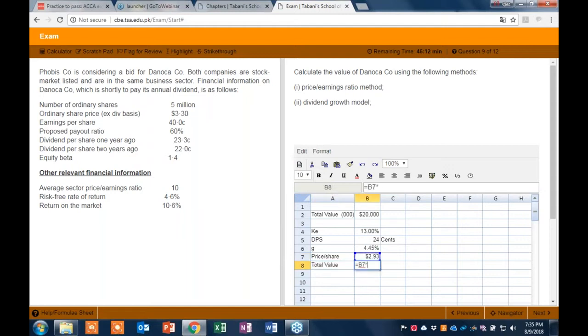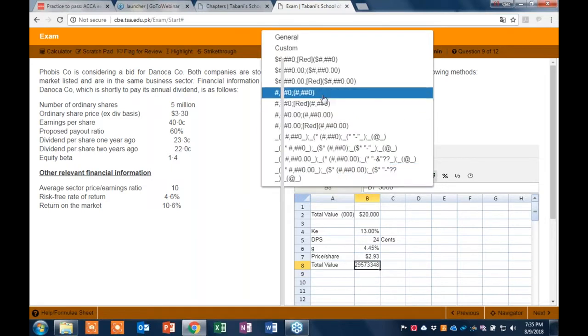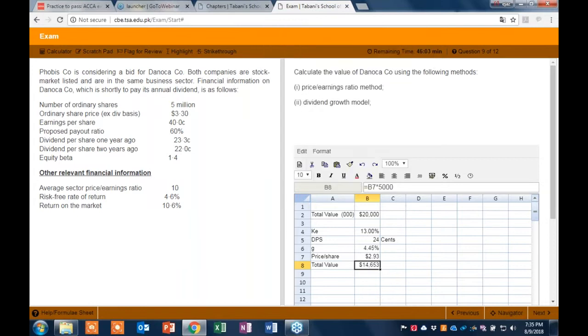Total value will be price into number of shares, 5 million. Here we go. So here is the total value of the company, 14 million. So this was the total value using the PE ratio, and this is the total value using the dividend growth model.